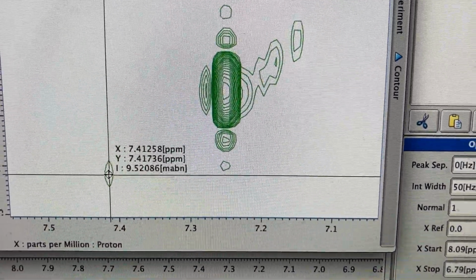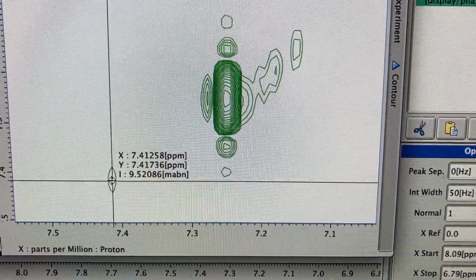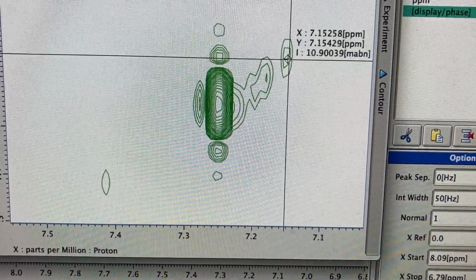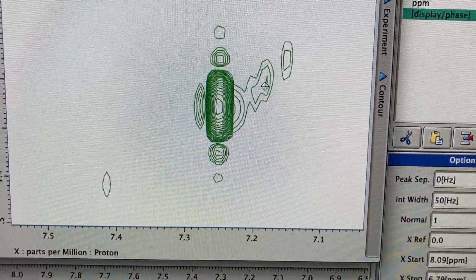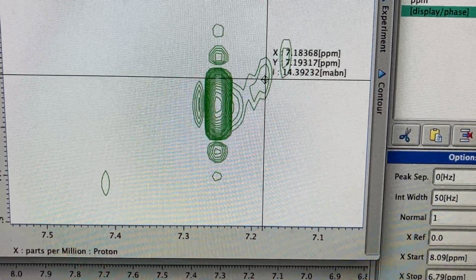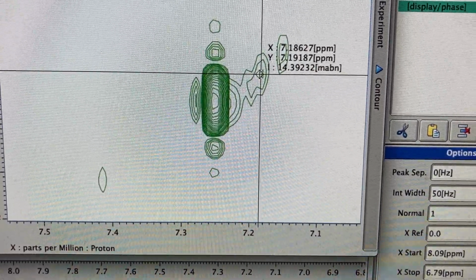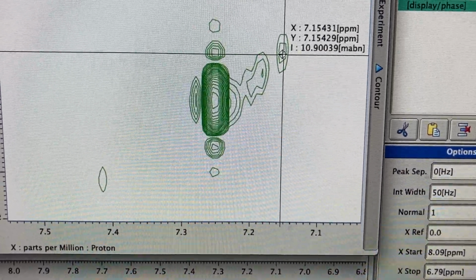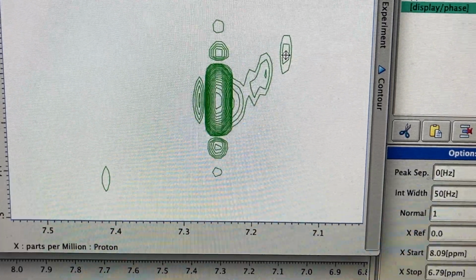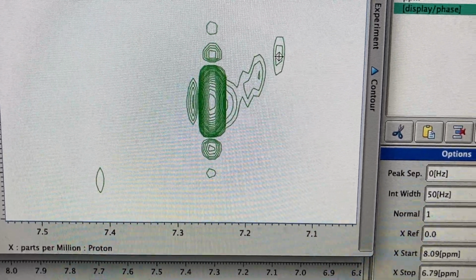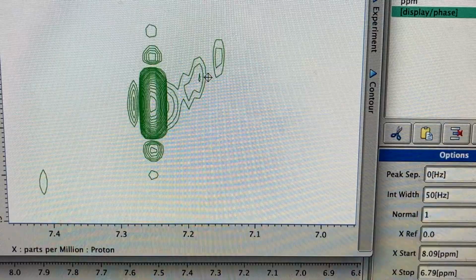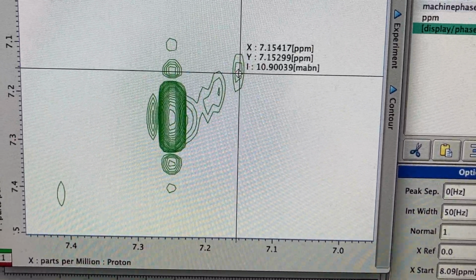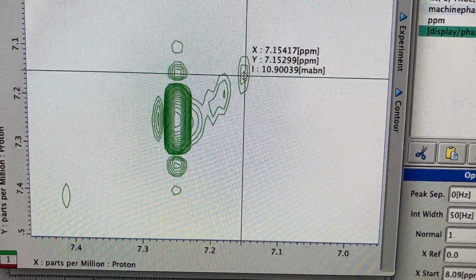I can see a peak here at 7.41, and I think it's part of our product. There's another one here at 7.15, another one here at 7.18. Make sure the numbers are the same, like the X and Y values. They should be the same, or close. Here, they're the same. So 7.15. A good way to know if a peak is on the diagonal or not is if the X and Y values are near the same. Here, they're near the same, so it's on the diagonal, and it's probably going to be part of your product.